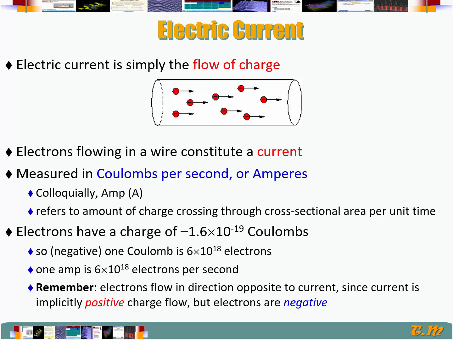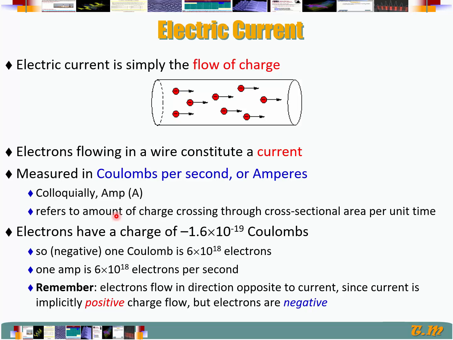So what's electrical current? Electric current is simply the flow of charge. It's a measure of the flow of charge. Whenever we have electrons flowing in a wire, that constitutes a current. It is measured in coulombs per second, that we call amperes, or simply amps.